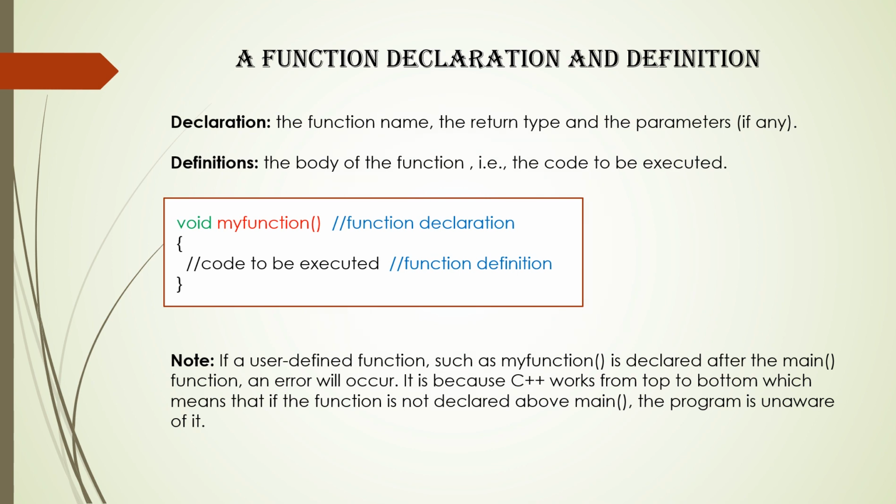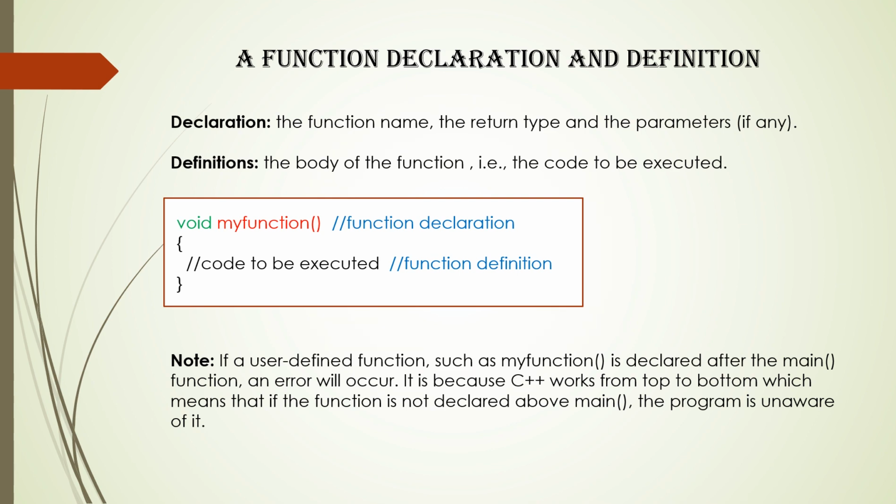Let's see what that is. If a user-defined function such as myFunction is declared after the main function, an error will occur. It is because C++ works from top to bottom, which means that if the function is not declared above main, the program is unaware of it. Therefore, what we get is that the function should always be declared before the main function.